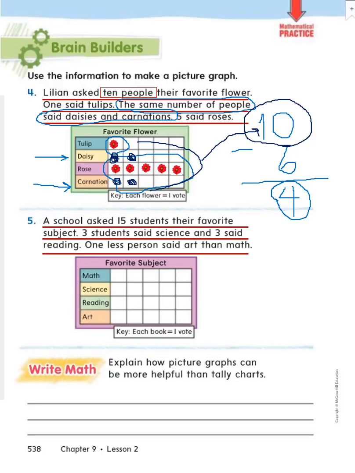Now, look at the bottom. Write math. Explain how picture graphs can be more helpful than tally charts. Find that person that you have at home and talk to them about it. Why can picture graphs be more helpful than tally charts?